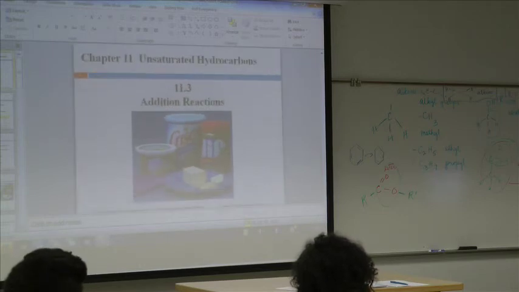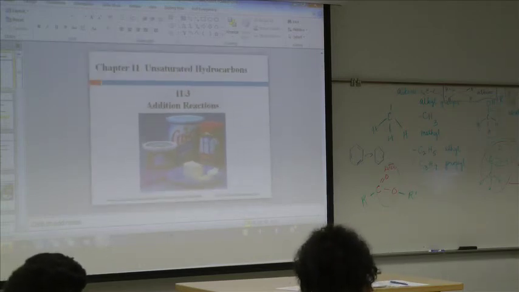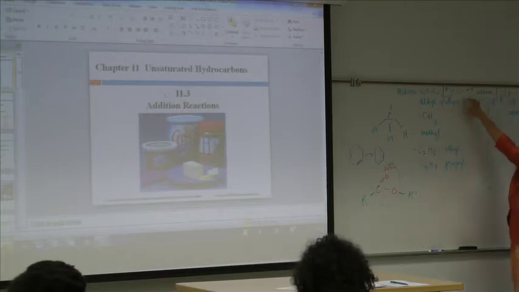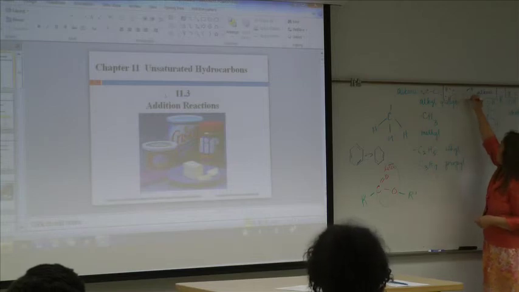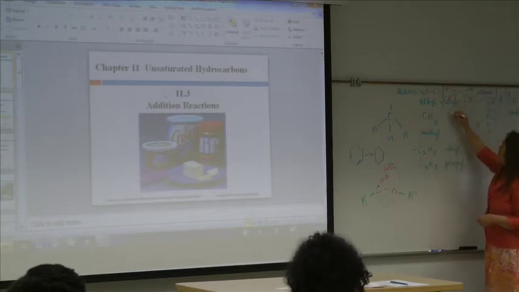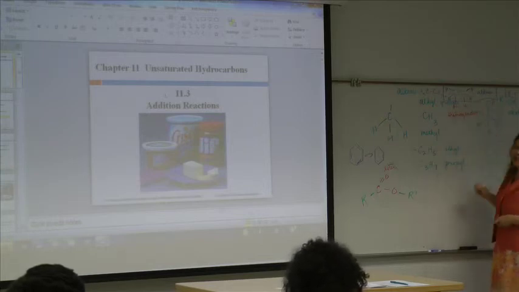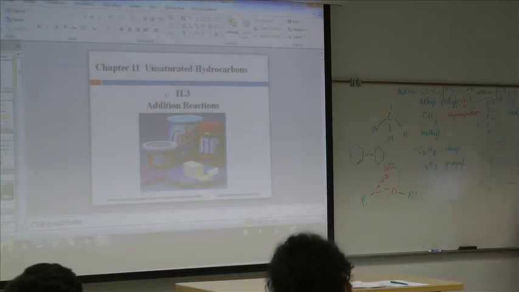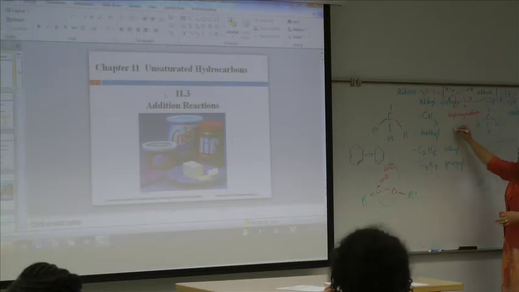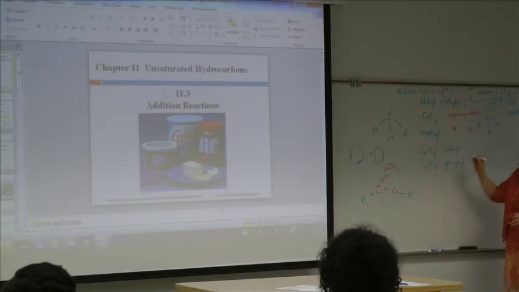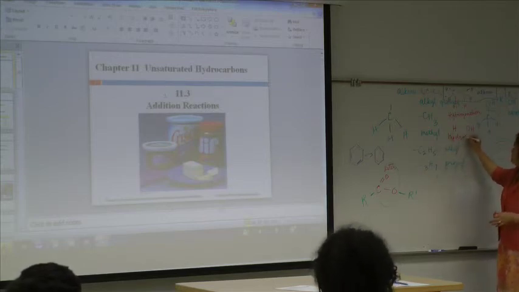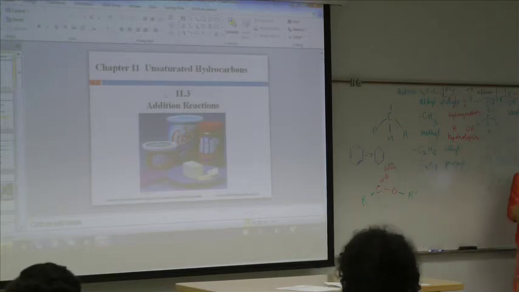Now, what's interesting with the unsaturated, that means they have double bonds, right? Because they have double bonds, for the alkene and the alkyne, we can add hydrogens. If we want to add hydrogen, we call it hydrogenation. Or we can add water, HOH, on that side and call it hydrolysis. That's why it's called addition reactions, because we're adding.